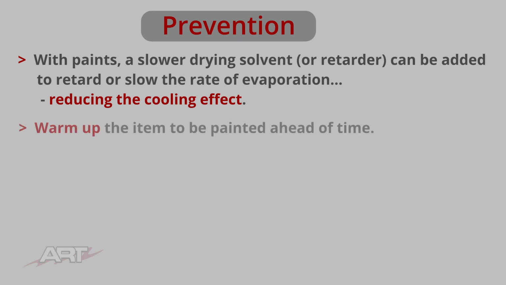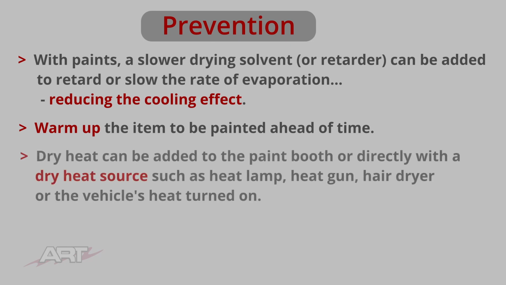Here's a little trick. Warm up the part to be painted ahead of time. Get a head start on the energy. Dry heat could be added as in a paint booth or directly with a dry heat source such as a heat lamp, a heat gun, hair dryer, or maybe the vehicle's heat turned on.